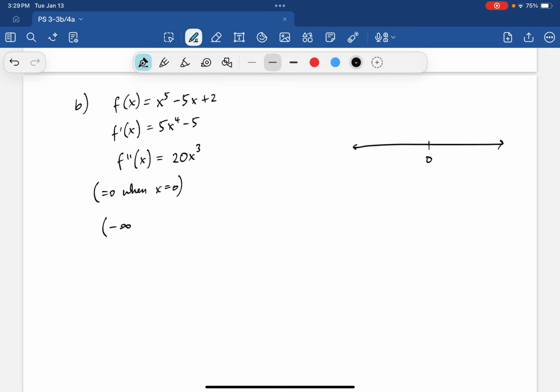So let's check the first interval. Negative infinity to 0. Let's test x equals -1. F double prime of -1 is equal to -20. So it's concave down. For 0 to infinity, let's test x equals +1. F double prime of +1 is equal to 20. That's positive, so it's concave up.